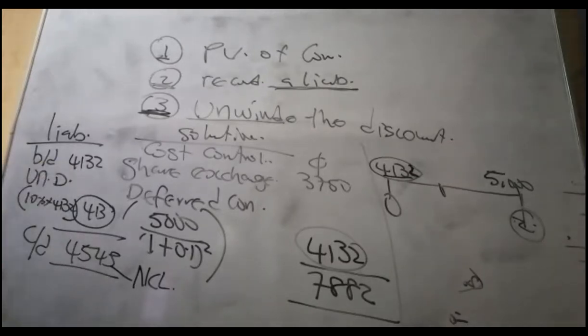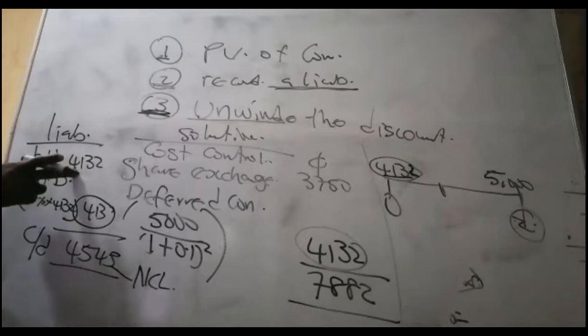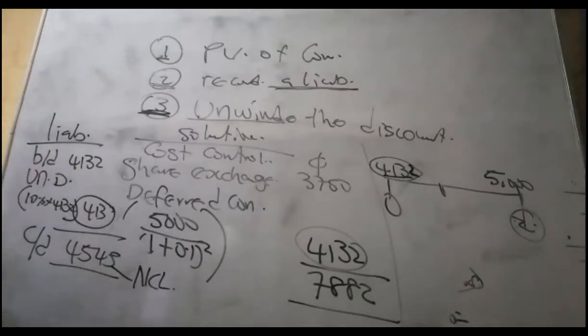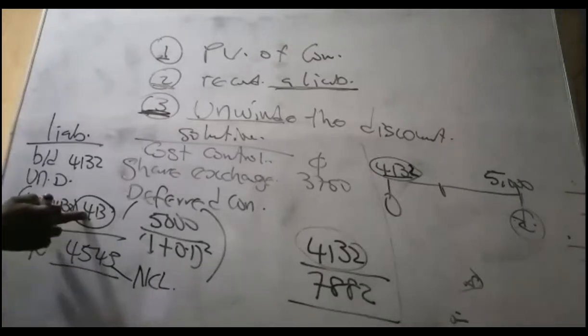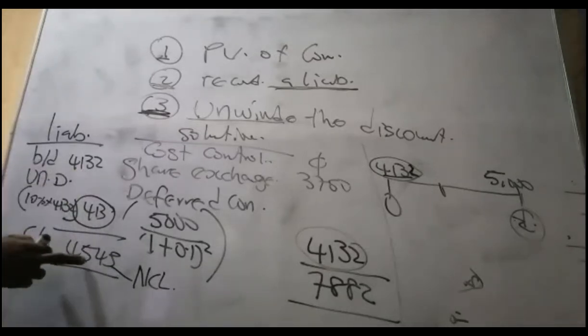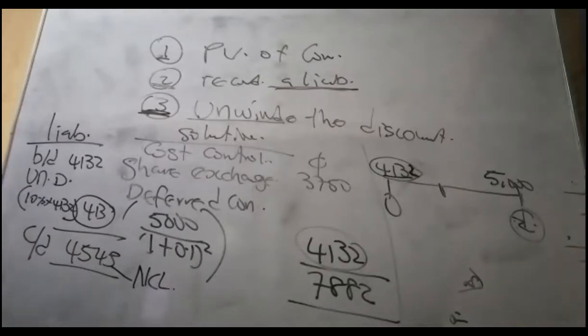You are owing. Just that at the start of the year, at the date that you acquired the subsidiary, you owed the person 4132. But over that year, it has increased to 4545. Then you are done. So this is the summary of the accounting treatment.